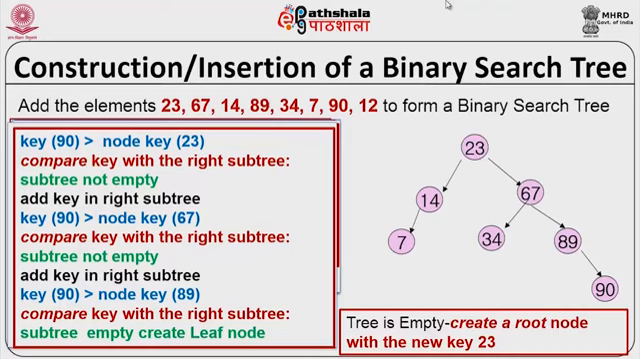So, you go to the right subtree, again it is not empty, and the root node of that subtree is 89. So, you compare 90 with 89, you find that it is greater. So, go to the right subtree. Now, the right subtree is empty. So, you have found the parent as 89. So, you add 90 as the right child of the parent 89. So, you have come up to 89.